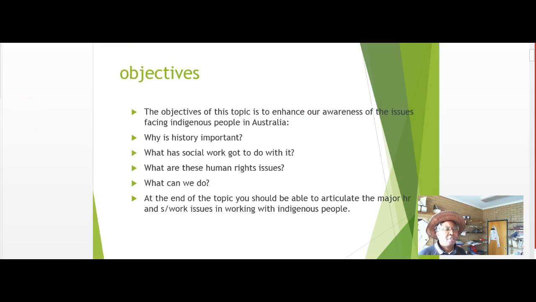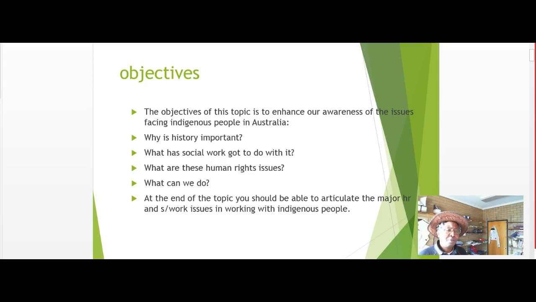Our objectives in this topic or module is to enhance our awareness of the issues facing indigenous people in Australia and by extension indigenous people around the world. We will be asking ourselves, why is history important? That is, how did we come to be where we are? And what has social work got to do with it? What role can they play? What role have they played in history to get us to where we are?